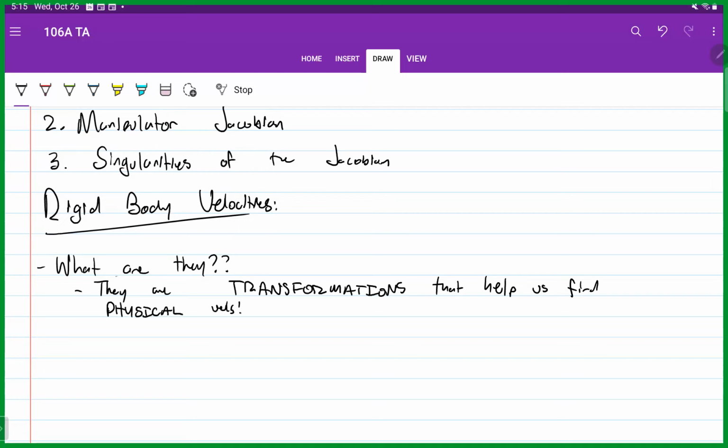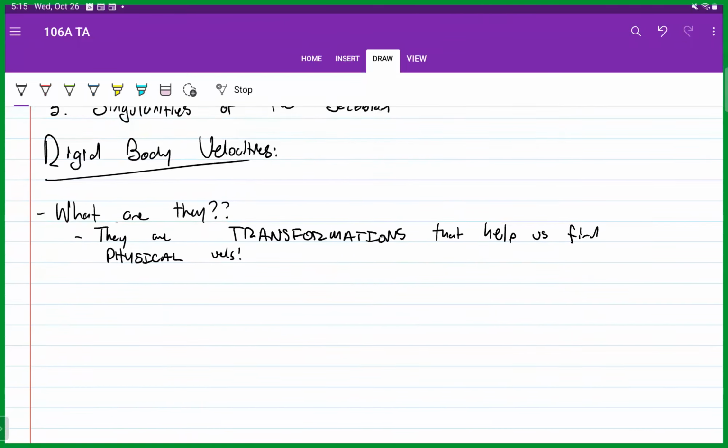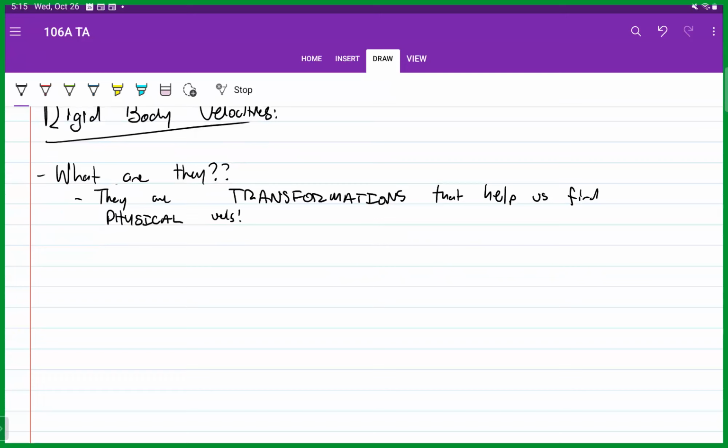And it's not just the physical velocity of one point in particular, but something that will hold for every single point on our rigid body, right? So if I have a rigid body like my pen and I'm spinning it around, these transformations will help us find out how quickly every single point on there is moving just by plugging that point into the transformation. It's a really nice thing that helps us do a lot with describing the kinematics of rigid bodies and robots. So what do they look like?